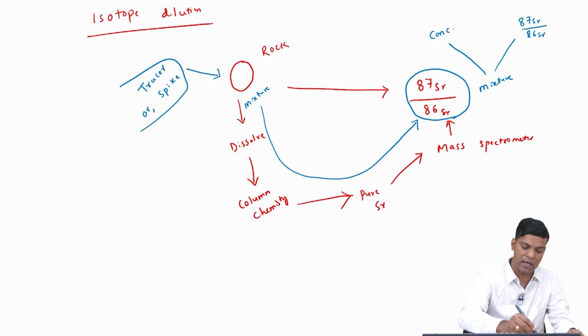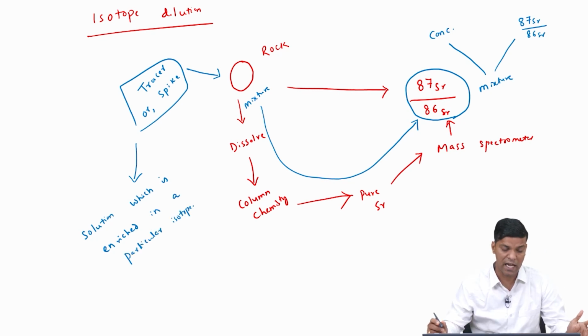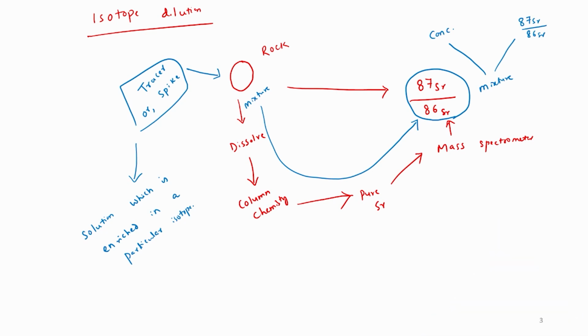The tracer or spike is nothing but a solution which is enriched in a particular isotope. A solution which is enriched in a particular isotope. What does that mean? So, if you take a natural sample for strontium, you will have 84, you will have 85, 86, 87, 88.